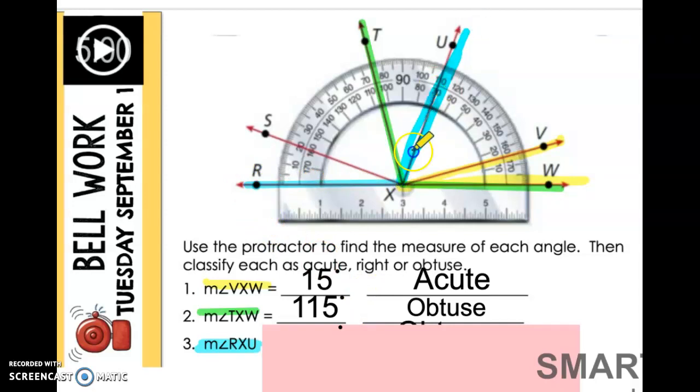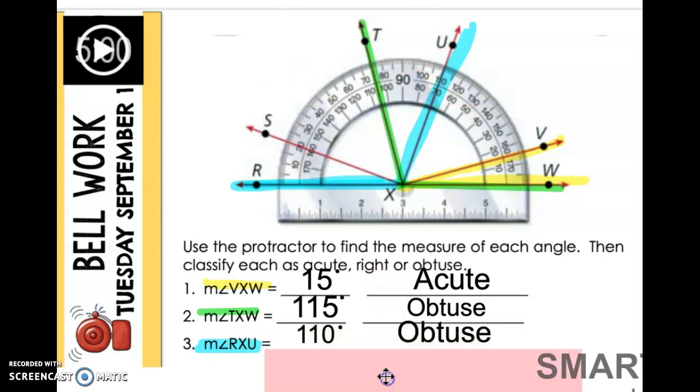RXU. This one, we have another obtuse angle because look, it's big, it's wide. It's a little confusing here because instead of our ray that's on the baseline pointing to the right, this is pointing to the left. So you just have to pay attention and make sure you're using the correct scale on the protractor. So when you do that, you get that the measure of angle RXU is 110 degrees and that RXU is an obtuse angle.